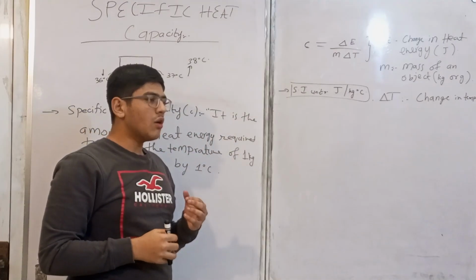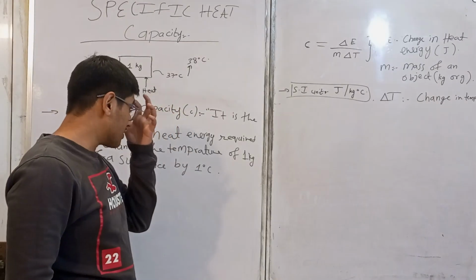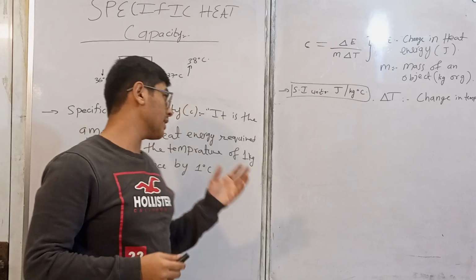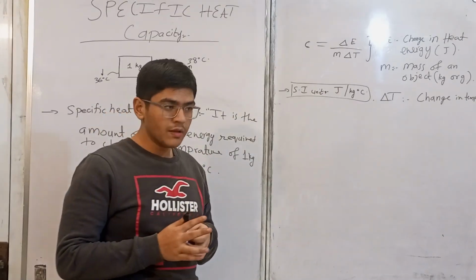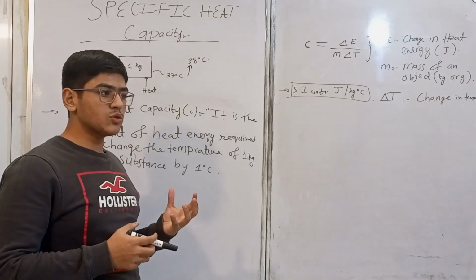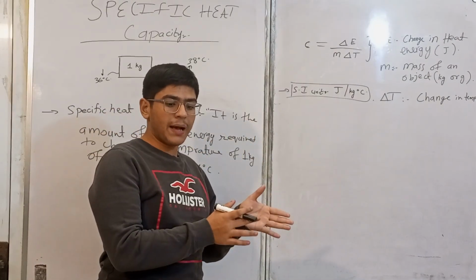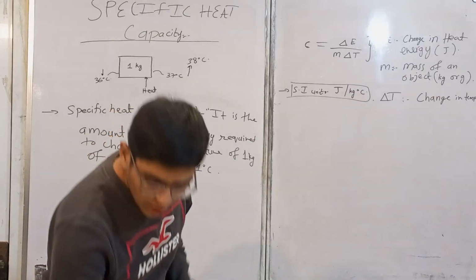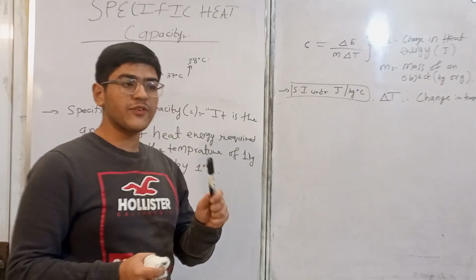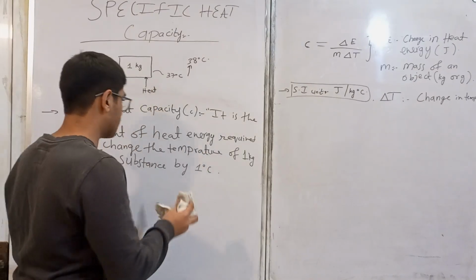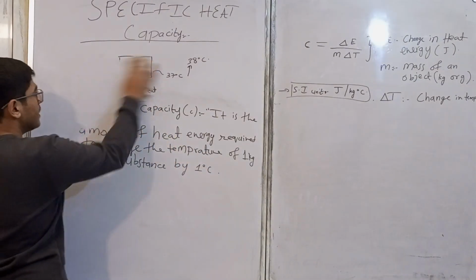Okay, so now our next discussion is on an experiment that the examiner can test in paper 4, that is ATP, and we will be asked to determine the specific heat capacity of a solid or a liquid. So in this video we will discuss the specific heat capacity of a solid and how to determine it using an experiment.